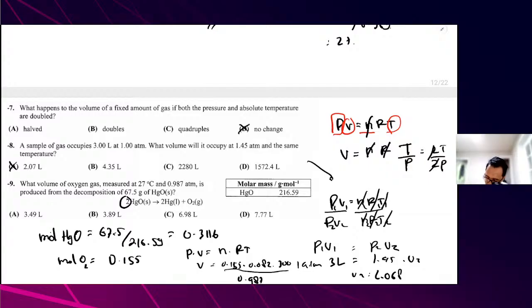So the calculation divided by 0.987 gives 0.386. Okay, the answer will be P. Yes, the answer will be P. Okay, that's great. So we understand how to solve this problem, and then let's move on to another question.